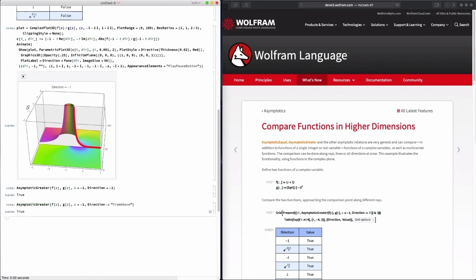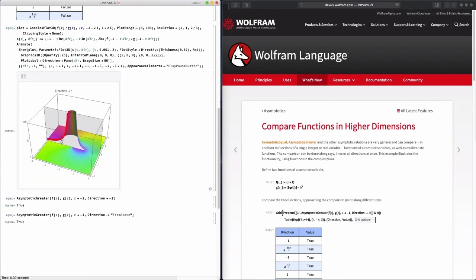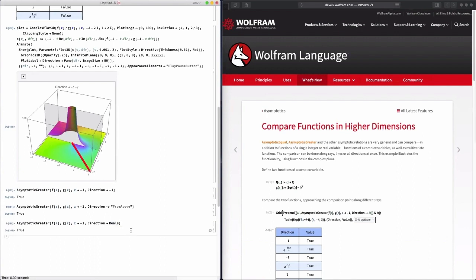So from above means -1. And we see in the upper half plane, we have it true. In the bottom half plane, it's false. And so that tells us if we were to say direction goes to reals, which means approach from both real directions, so the same thing as from above and from below, well, that's still true because it's true on both real axes.